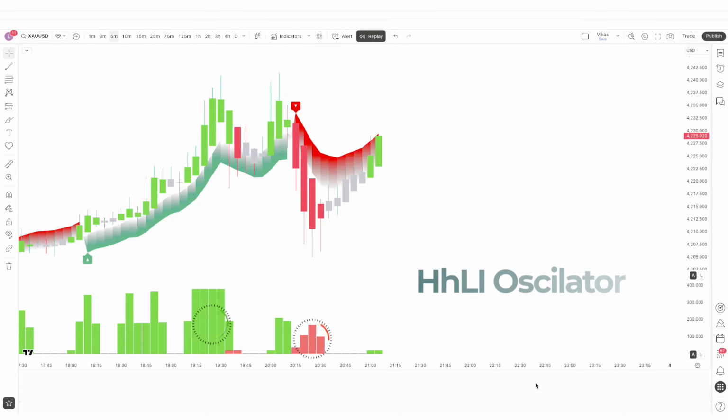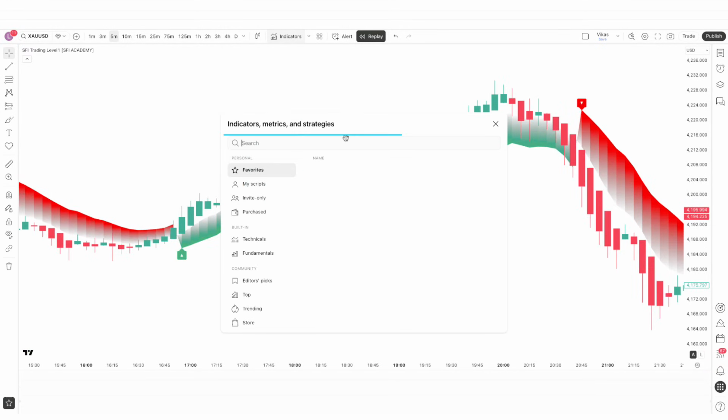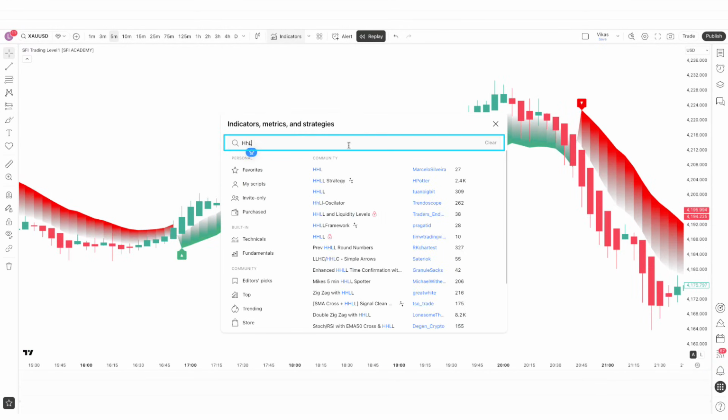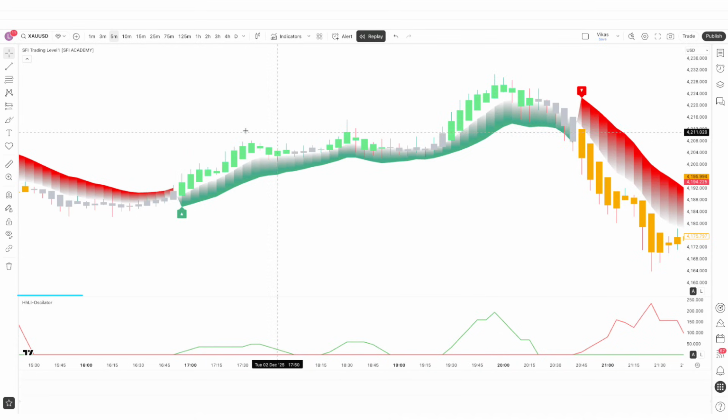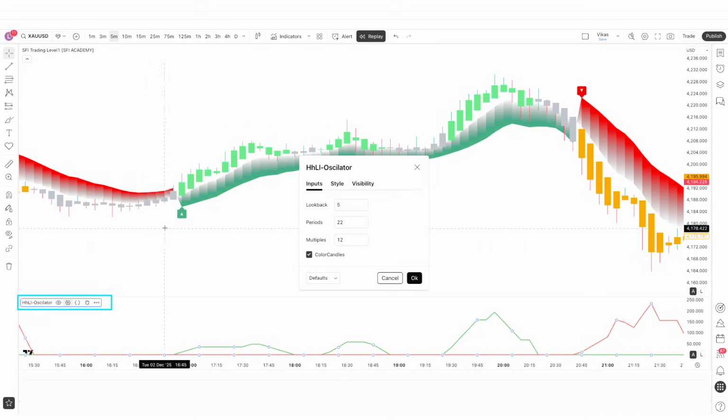The green and red columns indicator we see in the chart is called the HHLI Oscillator Indicator. Let's go to the Indicator search tab, search HHLI Oscillator, and select the one called HHLI Oscillator Indicator, created by Tradingoscope. Now let's access the settings of this indicator so we can modify it to suit our strategy.